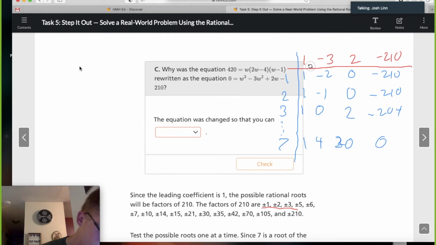So here we know that x minus 7, because remember that 7 has to go in there, times, so here we had a w cubed. So now we're going to have, I just switched to x's, but that's fine. x squared plus 4x plus 30.